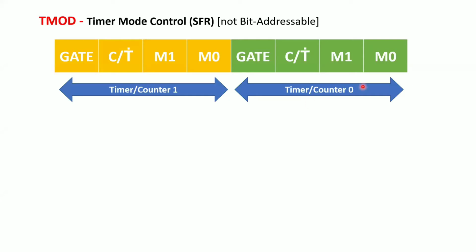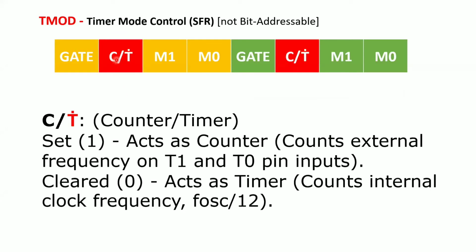Now, the first thing we need to know is, if you want to make this device a timer or counter, you need to use one bit. So what is that bit called? C slash T bar. Actually, that is not a dot, this is actually a bar. So C slash T bar. That means it indicates whether the device will act as a timer or counter.